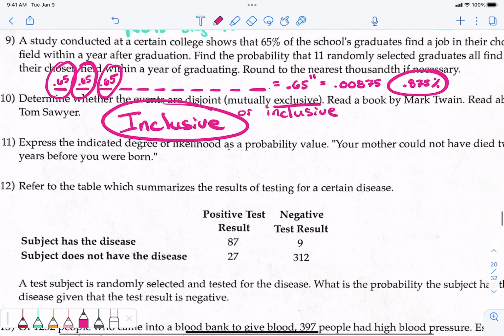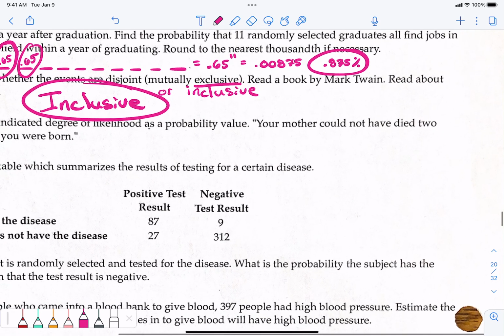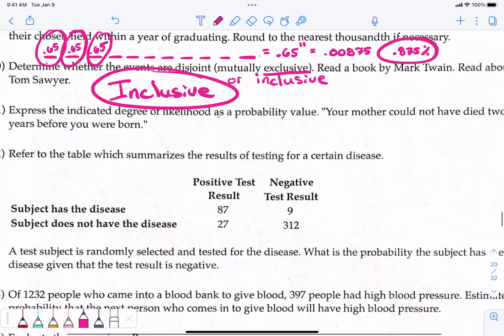All right. 11. Express the indicated degree of likelihood as a probability value. Your mother could not have died 2 years before you were born. If I were to represent that as a probability, your mom can't die 2 years before you're born. Like, that's just not a thing.